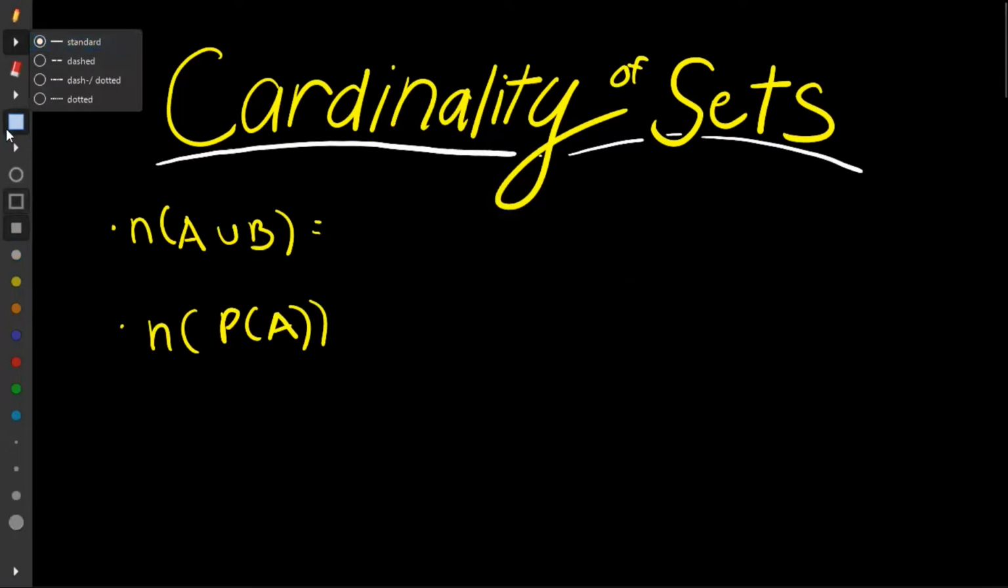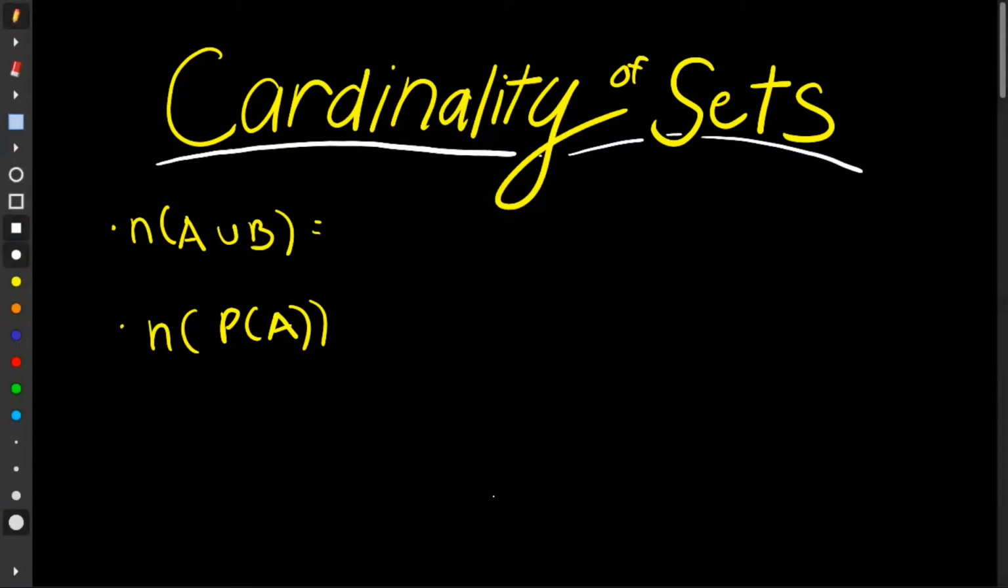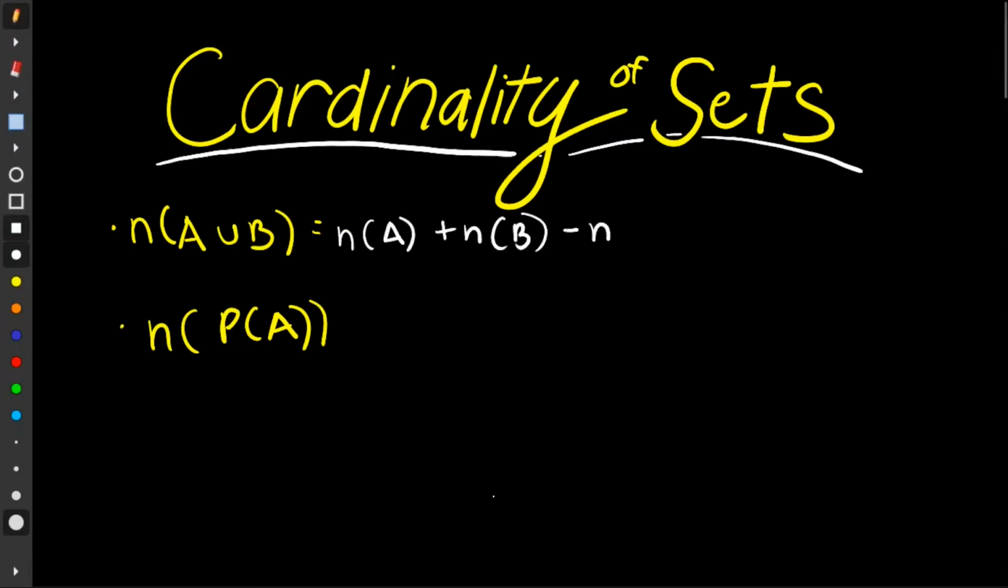So now, let's talk about 2 important formulas that we will be needing in solving some examples relating to cardinality of sets. First, the cardinality of the union of A and B is given by the cardinality of set A plus the cardinality of set B minus the cardinality of their intersection.